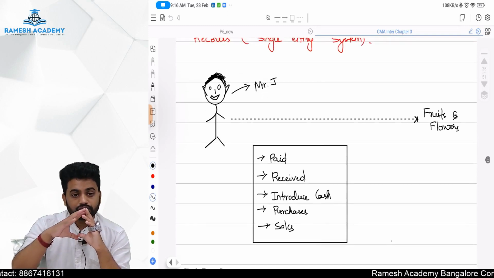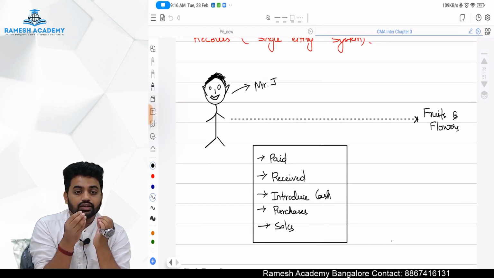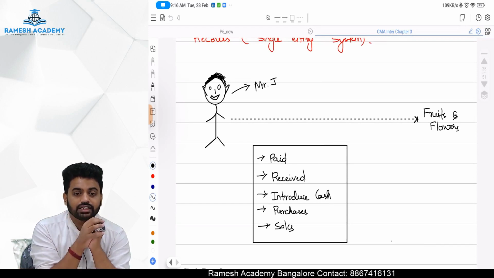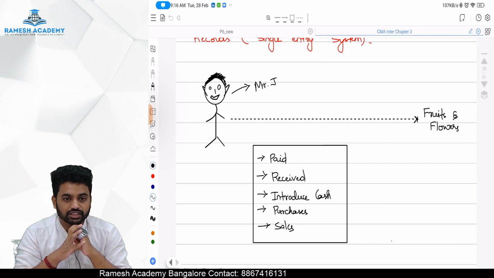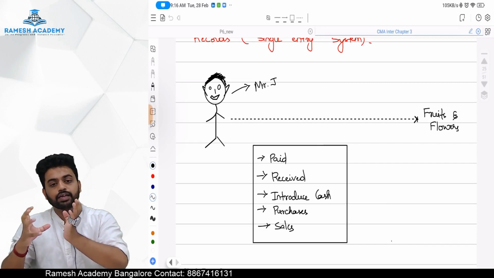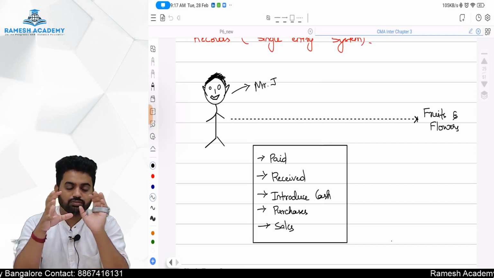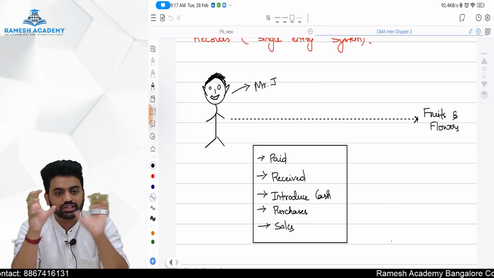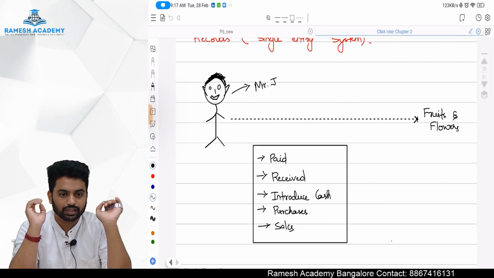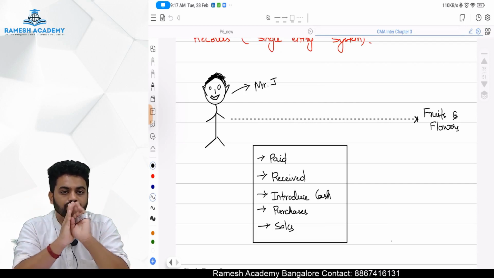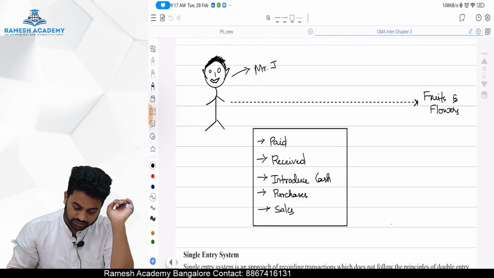With all the information available, Mr. J might ask us to prepare a financial statement. We should help him prepare the financial statement as per the double entry system, converting those single entry books into double entry, because without the double entry system we can't prepare our financial statements.